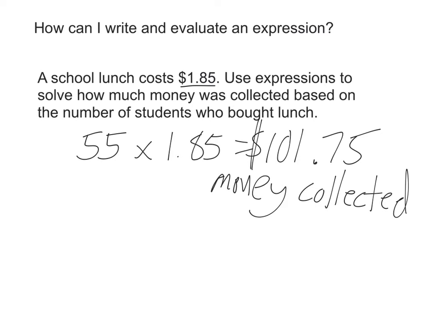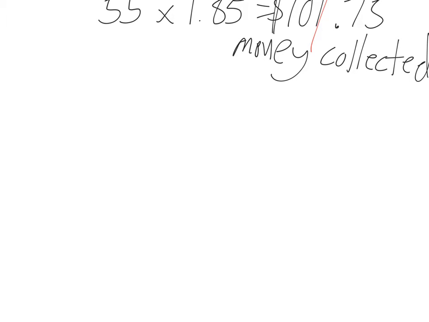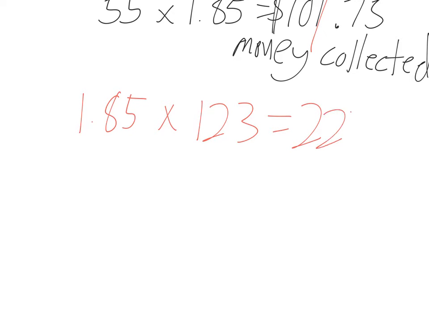But this same situation can be applied to different examples where maybe the next day 123 students purchased a school lunch. So you still have the $1.85 times, but this time you're having 123 students purchasing lunch. And so you multiply that out. You can use a calculator, and it's $227.55. So $227.55 was the amount of money collected.